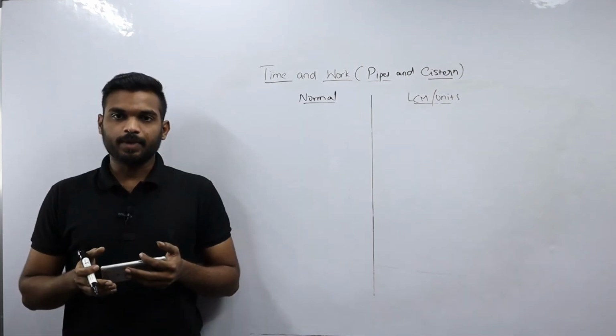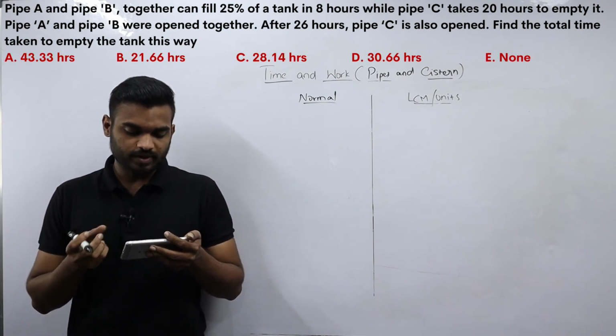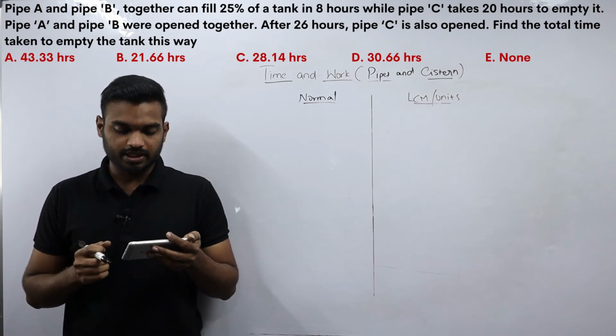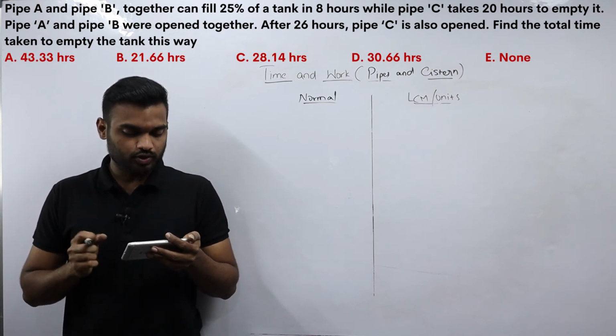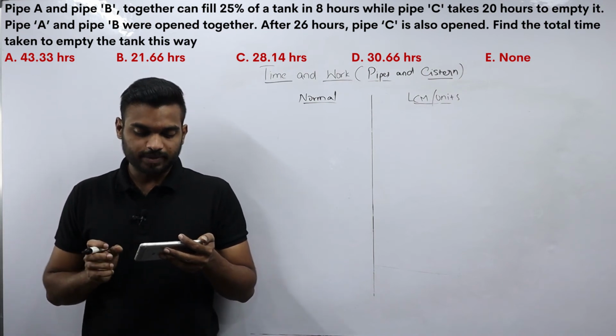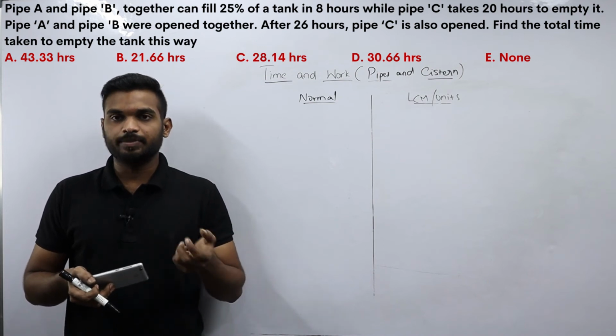Okay. Now let's see the fifth problem. They are saying that pipe A and pipe B together can fill 25% of the tank in 8 hours, while pipe C takes 20 hours to empty it. Pipe A and pipe B were opened together. After 26 hours, pipe C is also opened. Find the total time taken to empty the tank this way. So we need to find out what is the total time taken to empty the tank.